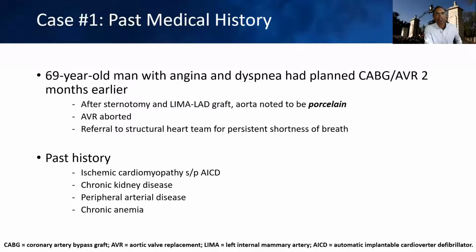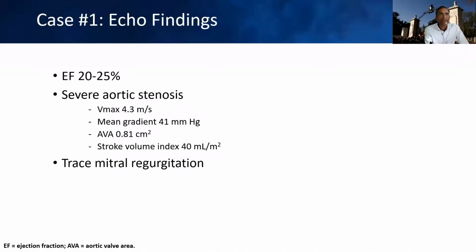In terms of past medical history, starting out with a case, this was a 69-year-old gentleman who presented to our program and had a prior bypass that was performed. The patient was put on the table, sternotomy was achieved, a graft was placed to the LAD, but at that time, the aorta was noted to be porcelain. The surgical planned aortic valve replacement was aborted, and the patient was referred to our team for further evaluation given persistent dyspnea. Patient had a history of prior known ischemic cardiomyopathy and known peripheral arterial disease. Ejection fraction had dropped quite a bit, but the numbers, despite the low EF, were still consistent with severe aortic stenosis.